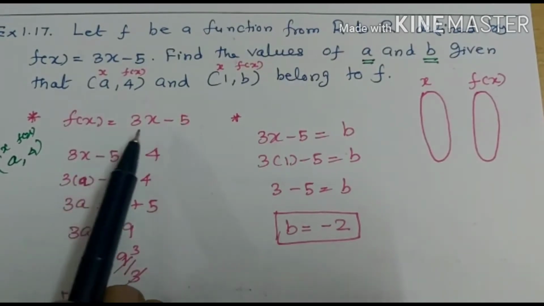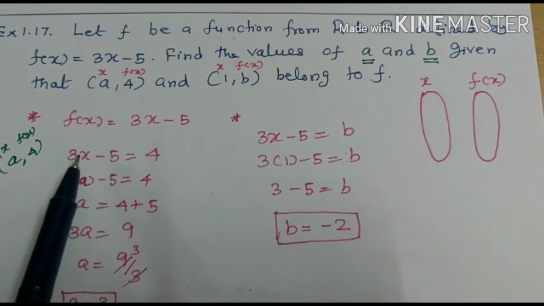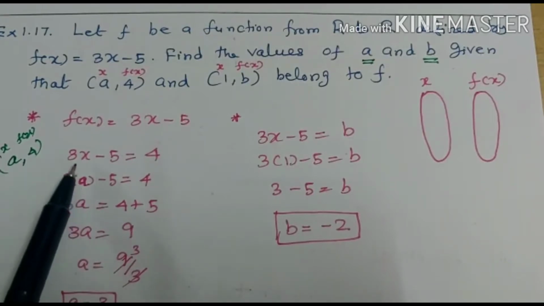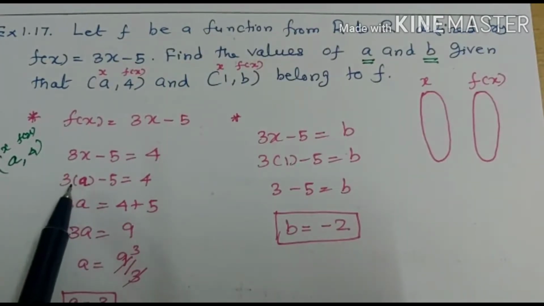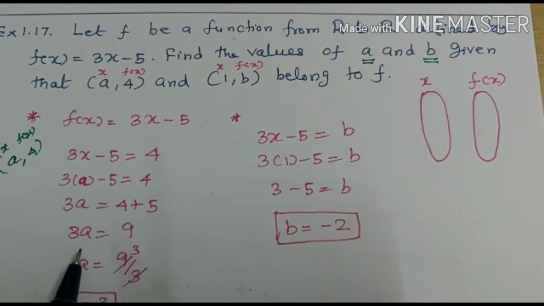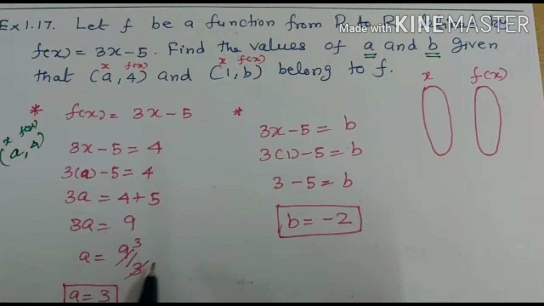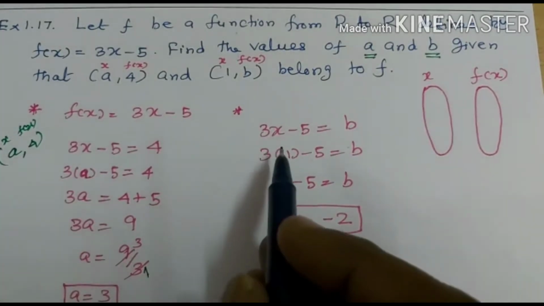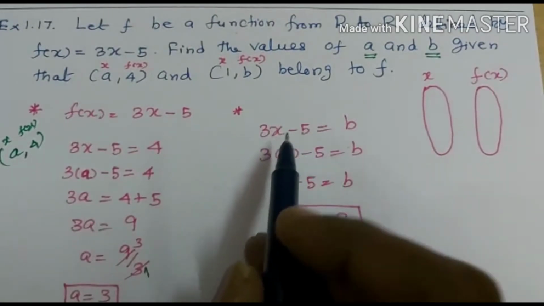So minus 5 moved to that side is a plus 9. So x is a, replacing x with a. So 3a equals 4 plus 9. So 3a equals 9. So a equals 9 by 3. One 3 is 3, three 3s are 9. So a equals 3.